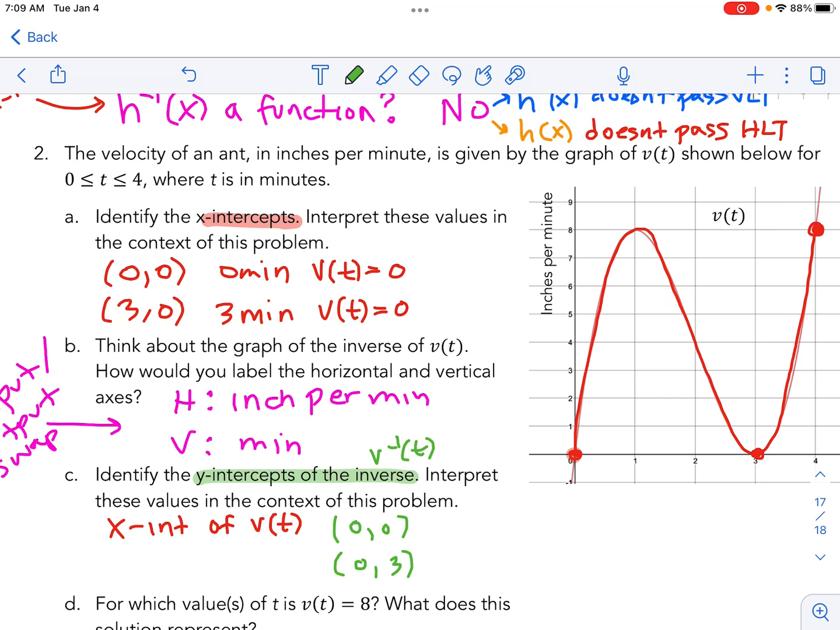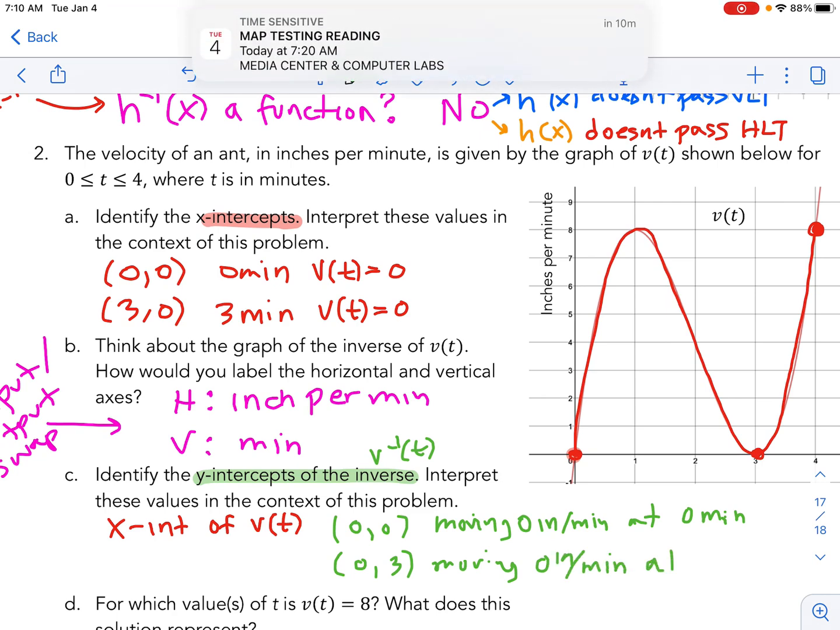All right, but notice it's really saying the same thing, right? At 0, now this is swapped, so this is at 0, we're moving 0 inches per minute at 0 minutes, right? That's what the inverse is, of swapping the x's and the y's, and this one's saying we're moving 0 inches per minute at 3 minutes.